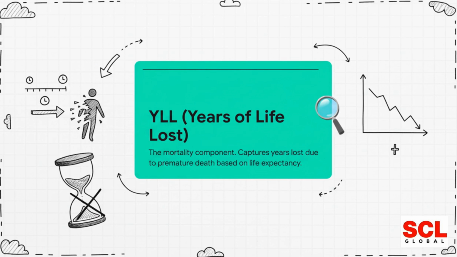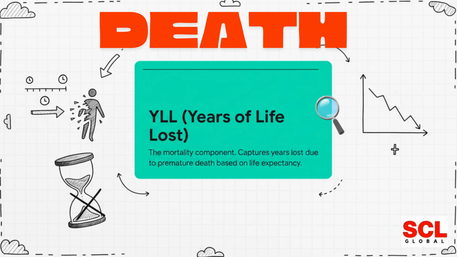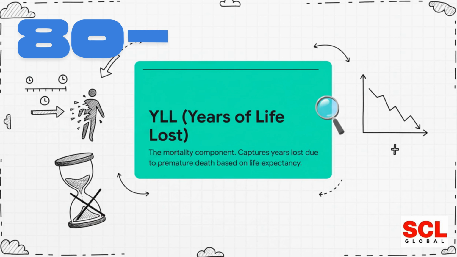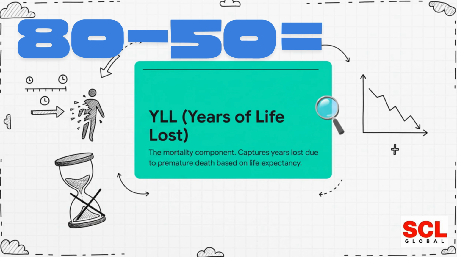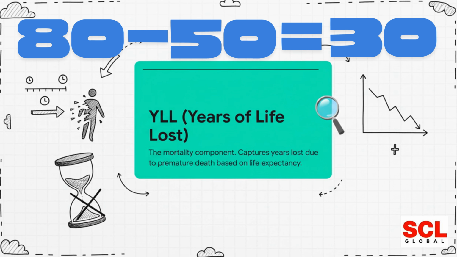That stands for years of life lost. This is the death part of the equation. So if the average person is expected to live to be 80, but someone dies from a disease at age 50, that single death adds 30 YLLs to that disease's total burden. It's a pretty straightforward way to measure the impact of dying too early.